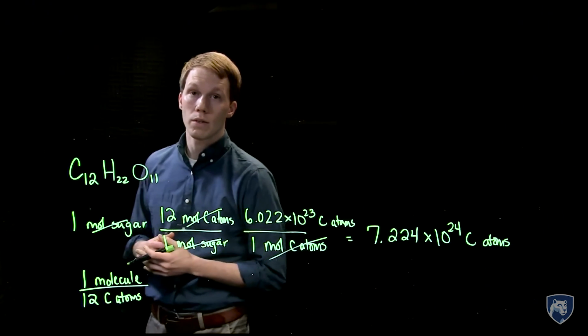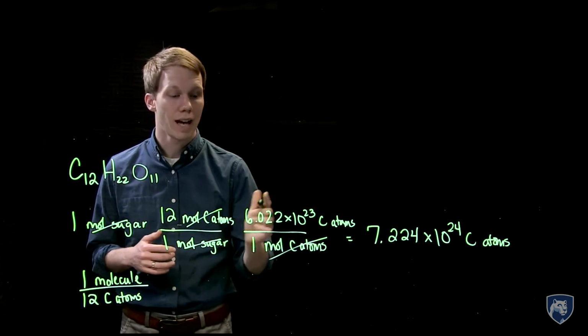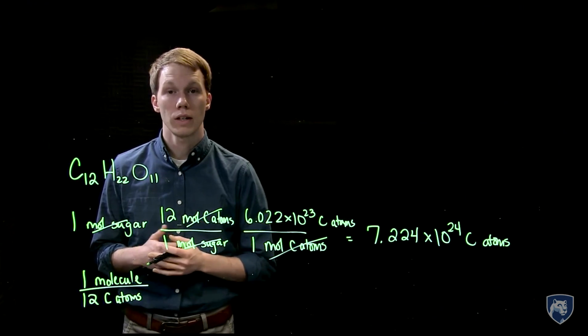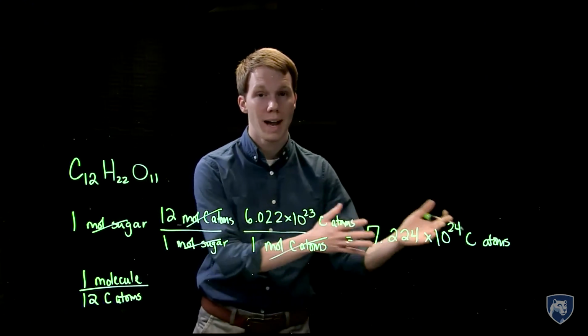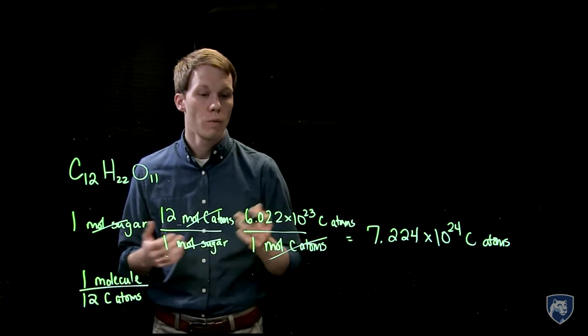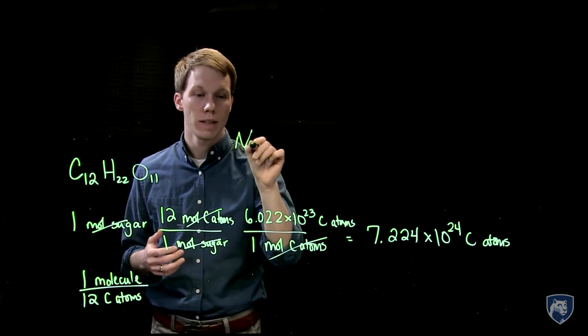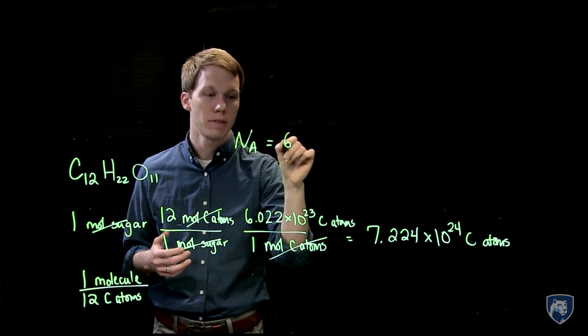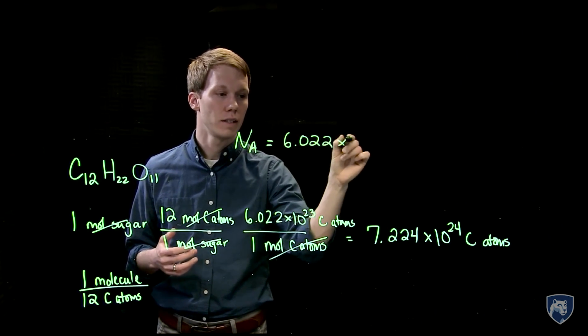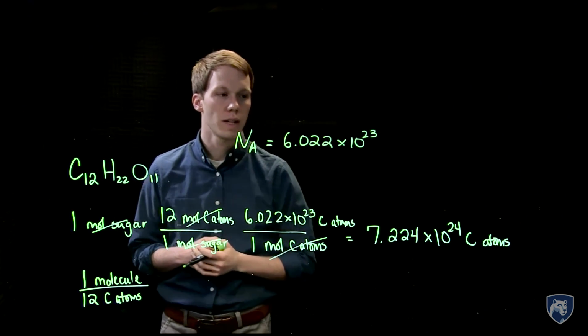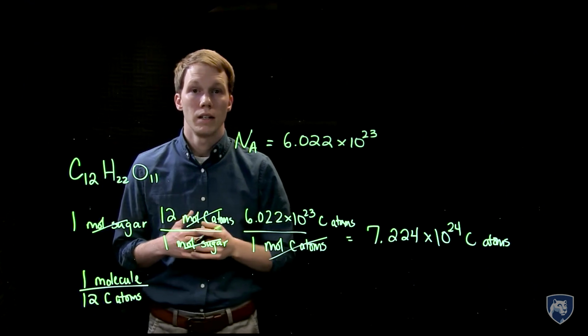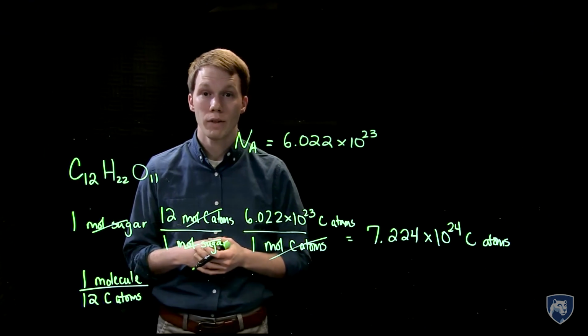Those are the 2 ways that you can use Avogadro's number to convert from moles to atoms or atoms to moles. We represent Avogadro's number with the letter N sub A, if you ever see that in a notation. So 6.022 times 10 to the 23rd. And the units are whatever we are looking at.